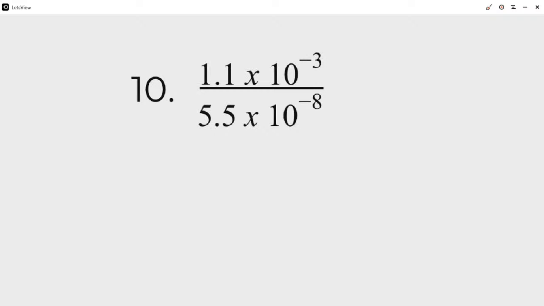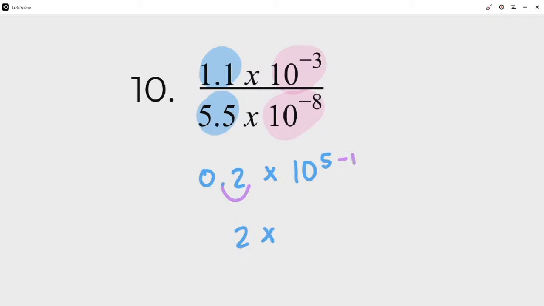And then for the last one, we're going to start by looking at the numbers in front of the tens. So 1.1 divided by 5.5 is 0.2. And then we're going to combine these. So 10 to the negative 3 divided by 10 to the negative 8 would be 10 to the 5th because we are subtracting the exponents. So that's negative 3 minus negative 8, which is positive 5. But 0.2 isn't in scientific notation, so I'm going to move this one to the right. So that means I have to subtract 1. So this would be 2 times 10 to the 4th power.